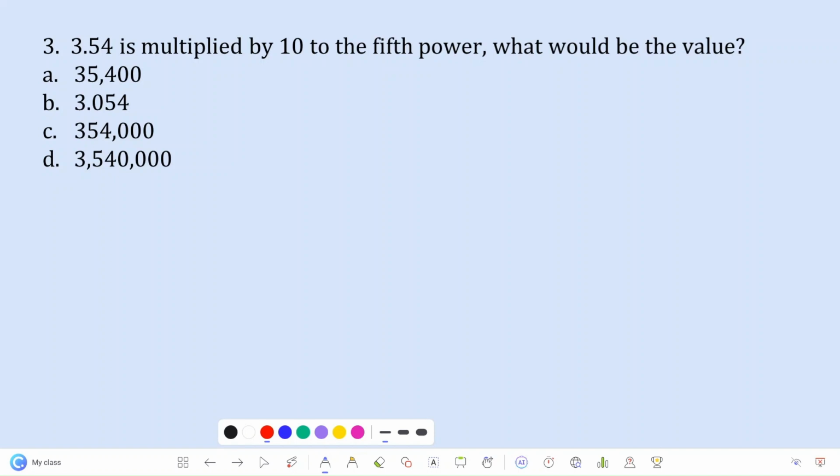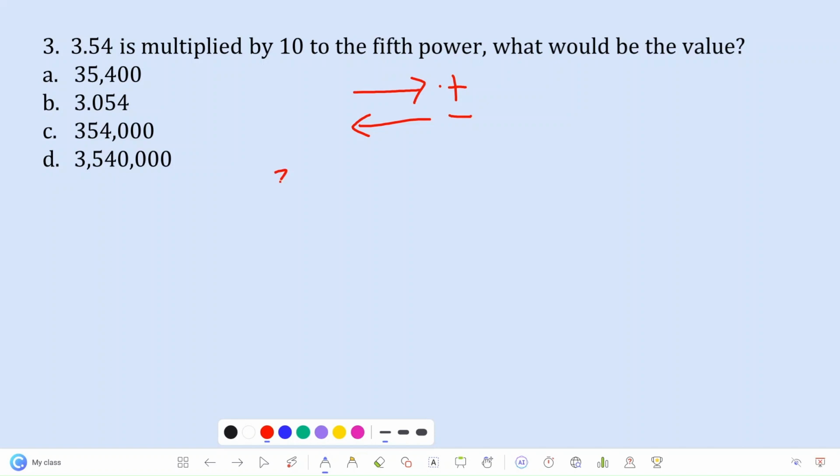Okay. Now, dapat nating alalahanin na sa scientific notation, if we are moving the decimal point to the right, the exponent is positive. And if we are moving the decimal point to the left, that would be a negative exponent. Okay. So, paano po ba natin ito isusulat?